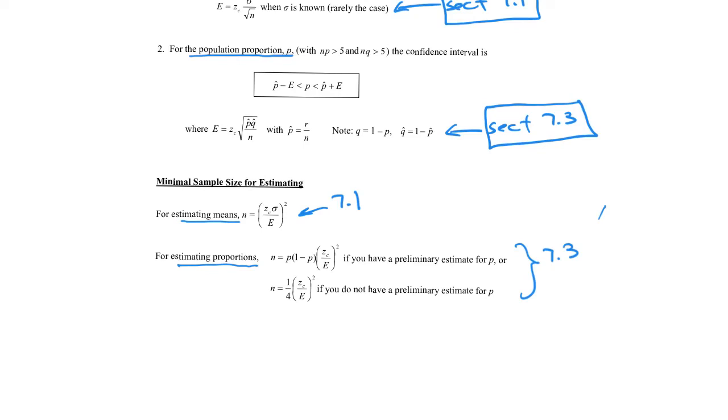So we just have to know what it is we're looking for. Are we looking for the sample size for estimating means or the sample size for estimating proportions? There are two different formulas here, and we'll talk about which one to use in section 7.3. So that's the Chapter 7 handout. Make sure when you're working on Chapter 7 problems that you have that available.